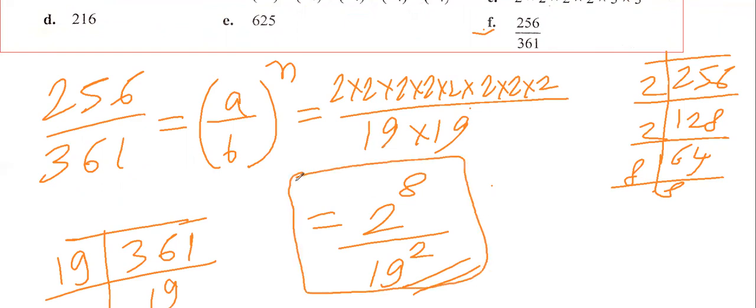Understood? So I have converted this particular number into exponent form. So this is the exponent form number. Got it?